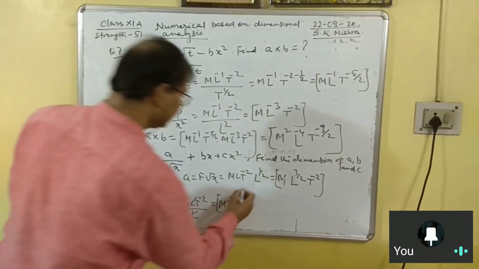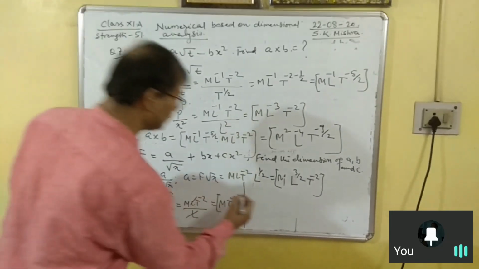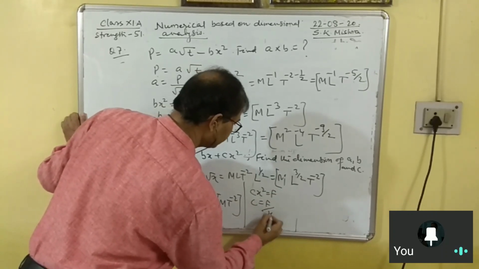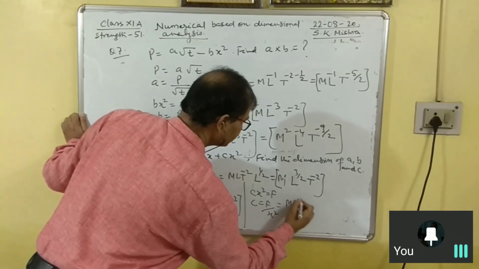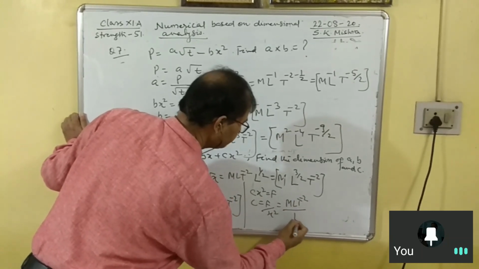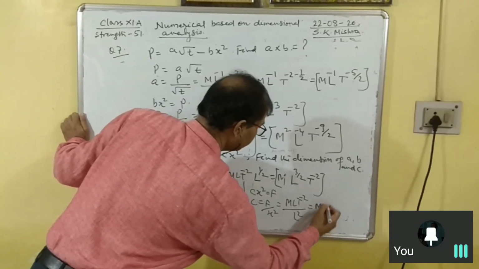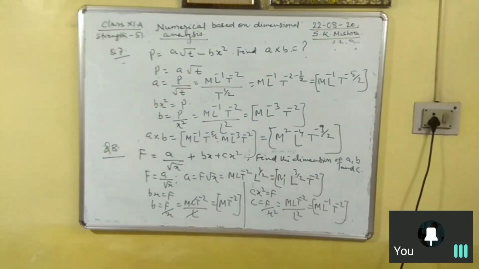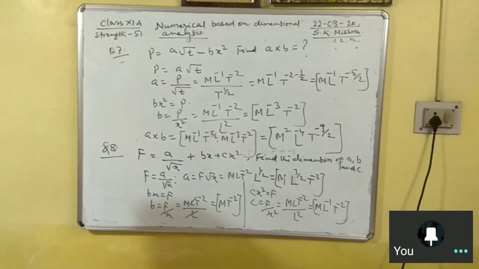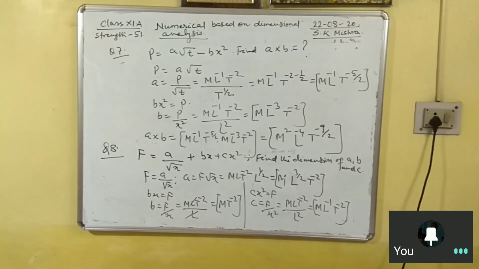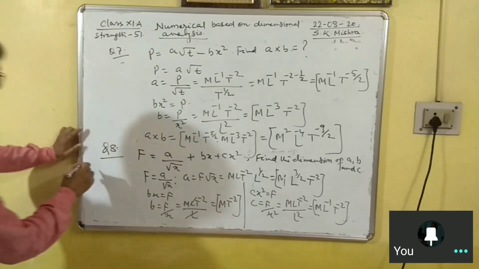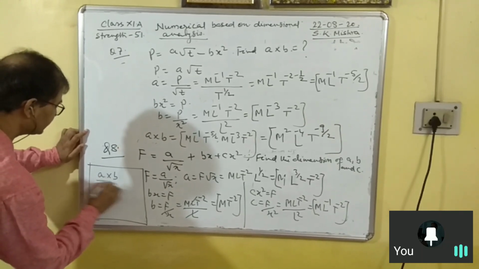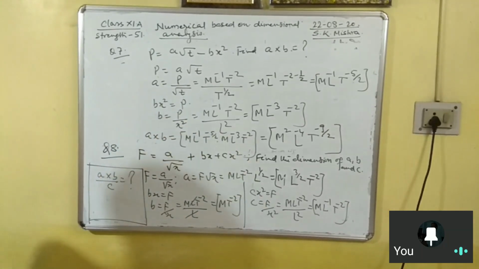And finally, the last part is cx square is equal to F. So C is equal to F by x square. So F means MLT minus 2 divided by L square. So what you get? ML minus 1 T minus 2. So this way you are getting the dimension of A, B and C, all the three quantities. And if I ask you what is A into B by C, suppose you have to find the dimension of A into B by C, then what should be its answer?